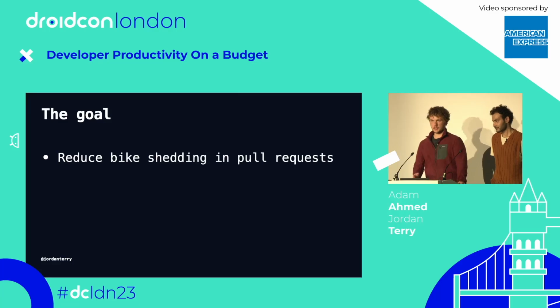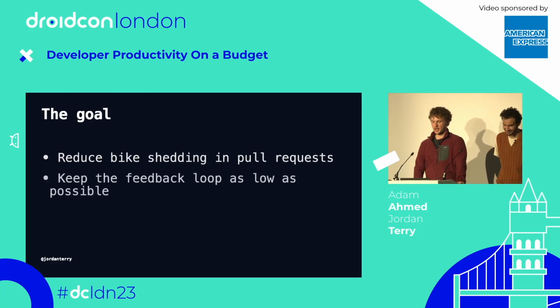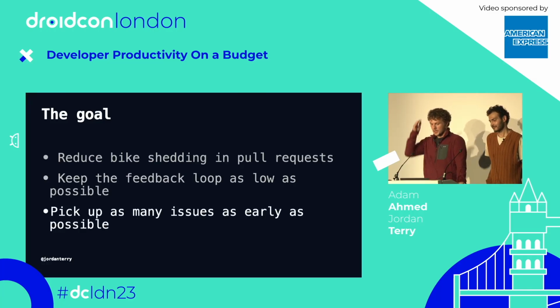So yeah, sort of repeating myself now, but the goal was to reduce bike shedding in pull requests. We want people to look at pull requests implementing a feature and focus on the feature rather than the formatting of the code or other issues. We can farm that out to the robot to do that. Not quite OpenAI, but close. We want to keep the feedback loop as low as possible, because if it takes an hour to change something like a curly brace, it's not good. You lose time. It's not very productive. And yeah, we want to pick up as many issues as early as possible, rather than pre-merging, rather than post-merging.